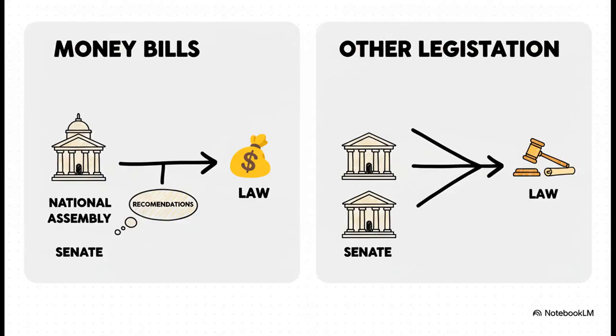Now, there is one major exception to its legislative power, and that's anything to do with money bills, things like the federal budget. Those can only start in the National Assembly. The Senate gets to review them and give its recommendations, but the final decision rests with the lower house, the one that's directly elected by the people. For pretty much all other laws, though, the Senate is an equal partner.